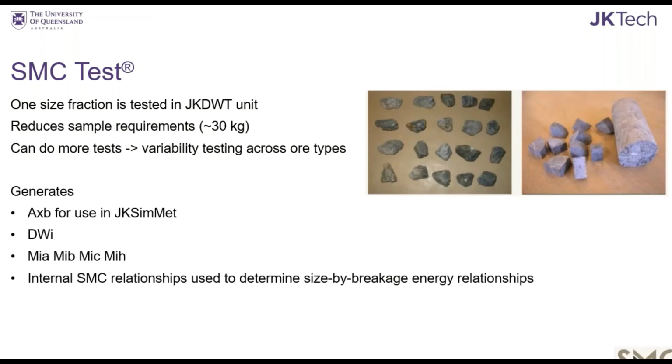The test generates a number of parameters. The main one, obviously, is that it can generate the A and B parameters, which can be used within JKSimNet. It generates a drop weight index parameter, which is the measure of resistance of a sample to impact breakage. But you also get those 4 values there, the Mia, Mib, Mic, Mih. Basically for AG, SAG, your ball mill, crushers, and HPGR respectively, that's what they stand for.